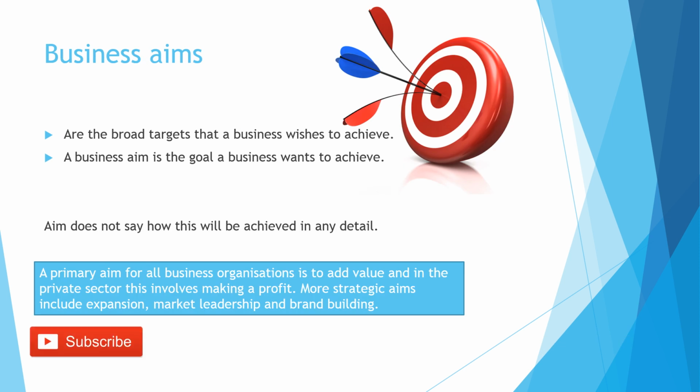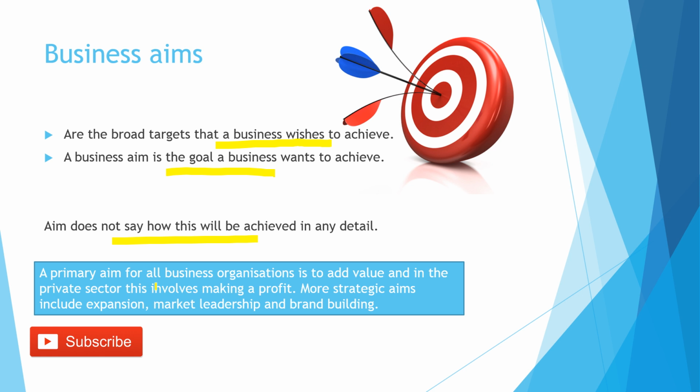Okay, so business aims. Aims are the broad targets that a business wishes to achieve. So that's what aims are. A business aim is the goal a business wants to achieve. That's basically what an aim is. An aim does not say how this will be achieved in any detail whatsoever.